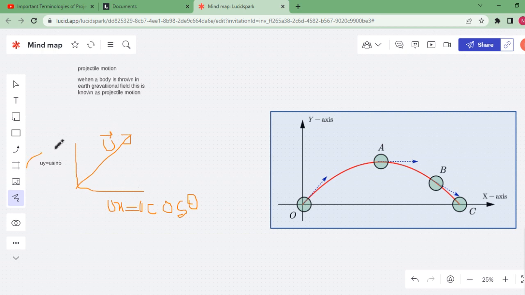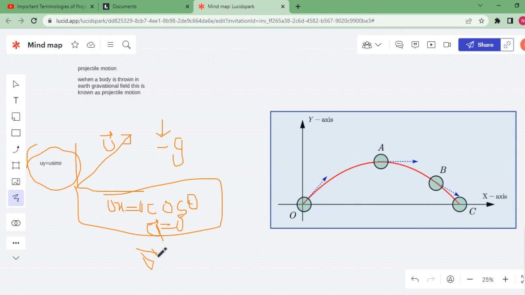So here uy is u sine theta, and this factor varies, but u cos theta remains the same. Because for uy, the force of gravity is acting, minus g; the body is attracted in the downward direction. While for ux, we know that the gravitational field does not act in the horizontal direction. So here the acceleration is 0. And if acceleration is 0, which means the velocity is constant. Here the velocity is constant and acceleration is 0. So the horizontal component of velocity will remain the same. In the y direction, velocity will be 0 at the highest point.